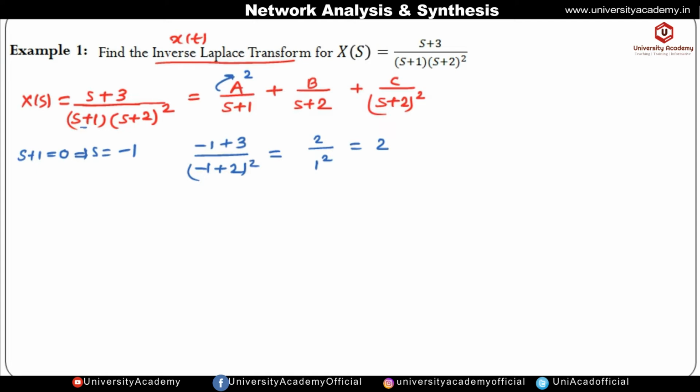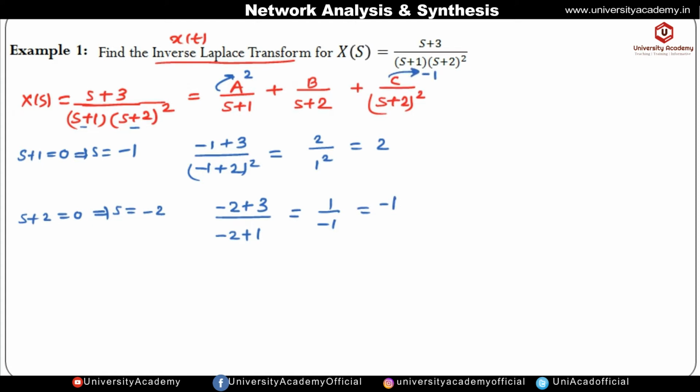Similarly, for c, the term is divided by s plus 2 whole square. If we substitute the denominator as 0, we get s equal to minus 2. Now you have to substitute s equal to minus 2 in this expression except this term, because if you put minus 2 there it will become infinity. So let us substitute: minus 2 plus 3 divided by minus 2 plus 1, that is 1 by minus 1, so we are getting minus 1. So the value of c we are getting is minus 1. Now we have to find the value of b.